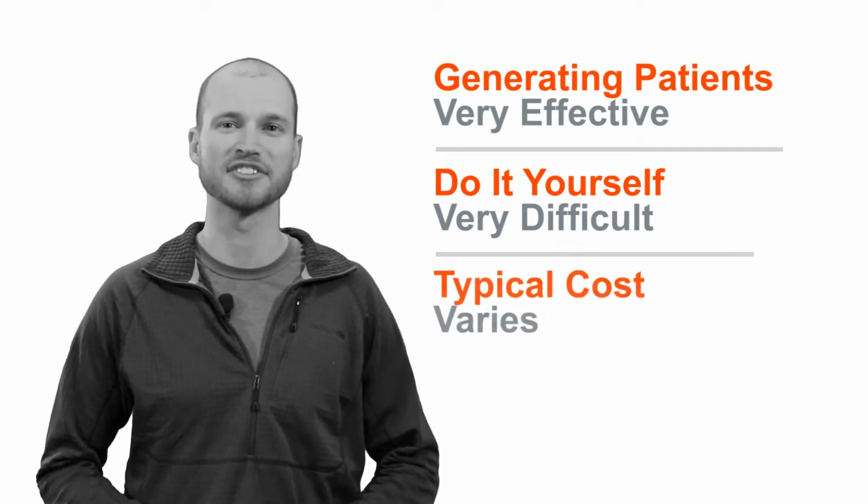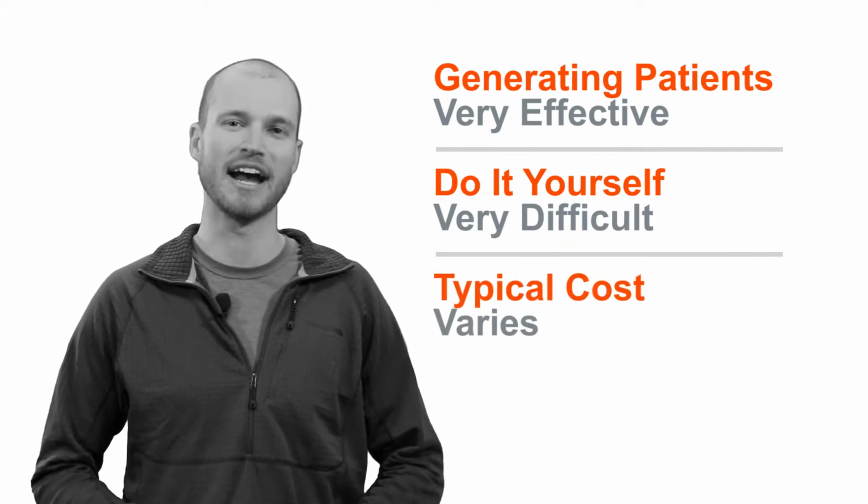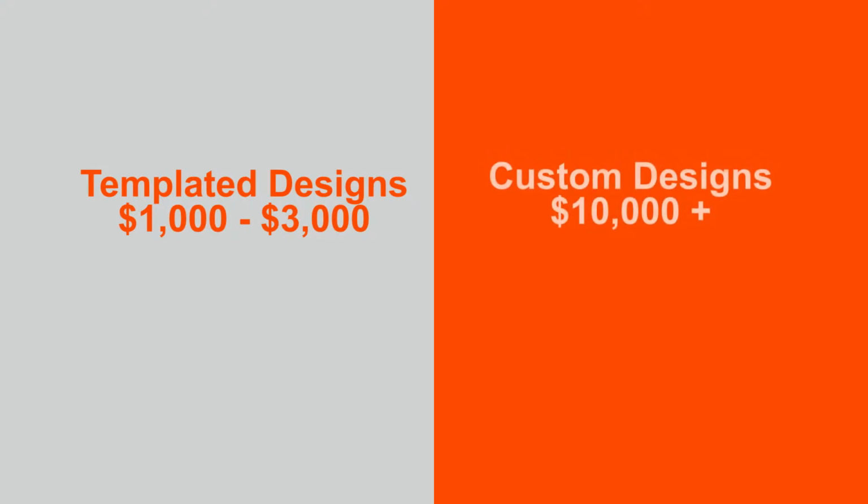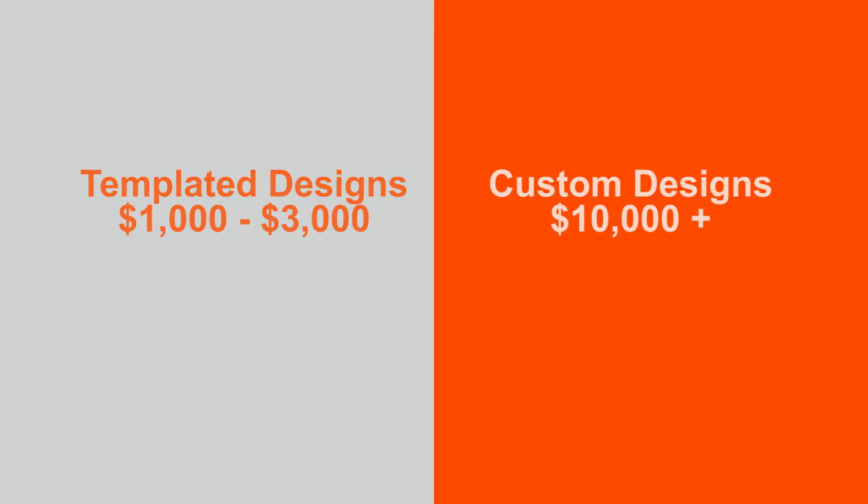So, the typical cost associated with ophthalmology website design falls into two categories. There's templated designs, which can cost anywhere between $1,000 and $3,000, and then there's custom website designs, where you can expect to pay $10,000 and up. Ophthalmologists will need to consider three fundamental factors to having a website that converts patients.